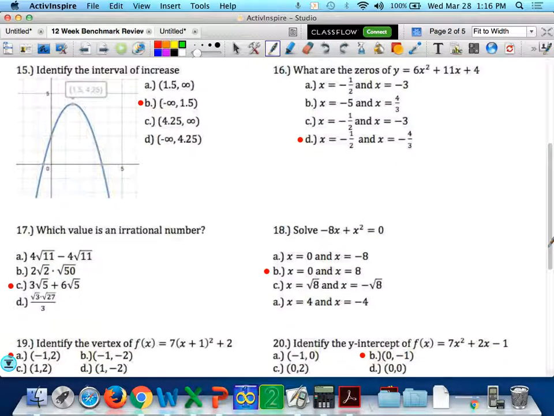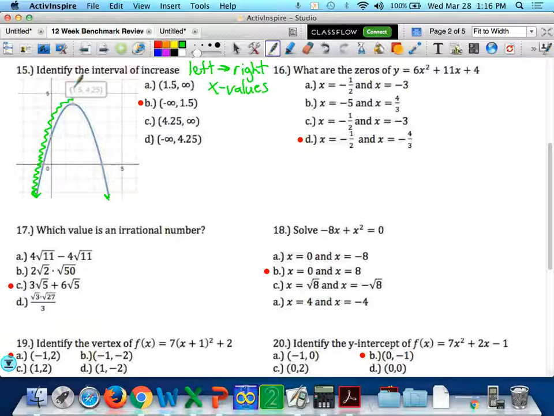Number 15 is just an uphill-downhill problem. We read our interval of increase and decrease from left to right, just like we would read a sentence or a paper. So we want to know from left to right, which means x values, where's our graph increasing, where is it decreasing? Well, if I start here on the left edge, this is an arrow, so really it goes on for infinity to the left. As I start walking, I'm going uphill.